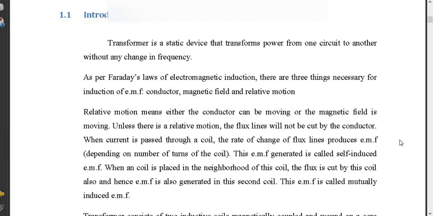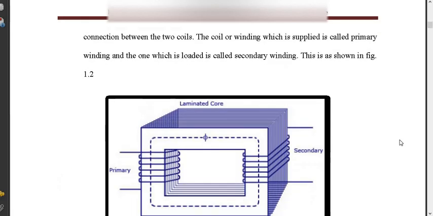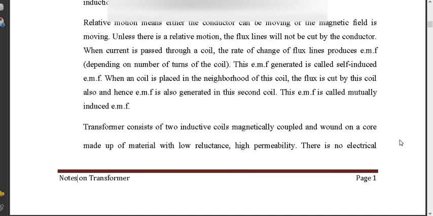So when I say mutually induced EMF, that particular coil is not fed with any supply, there is no current set up in it, despite that there is an induction of EMF, and that is what is called mutually induced EMF. Now when I talk about a transformer, constructionally there are three things. One is the primary winding, the winding which is supplied by a voltage. Secondary winding, the winding which is loaded, that means the load is connected to it. And third is the core, the substratum on which the winding is laid. So three things: primary winding, secondary winding, and core.